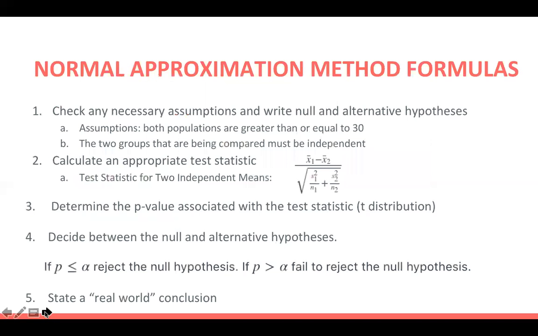Okay, so our 5-step hypothesis testing procedure is very similar here. Checking our assumptions and writing our hypotheses. Our assumptions are that both sample sizes are greater than or equal to 30, and the two groups being compared must be independent. Now we calculate our appropriate test statistic. The test statistic for two means is x bar 1 minus x bar 2 over our standard error. Once we have the test statistic, we use the t-distribution to determine the p-value. Then we decide between the null and alternative hypotheses, whether to reject or fail to reject the null hypothesis, and then put the answer back into the context of the problem for step 5.